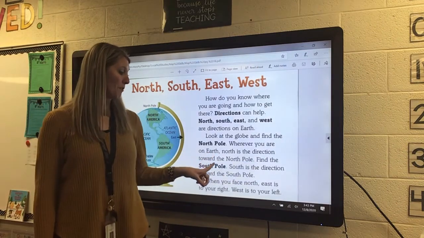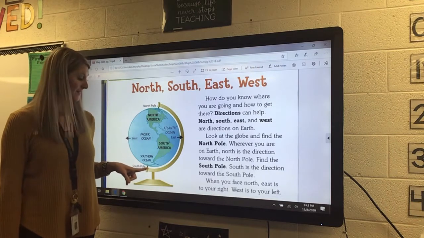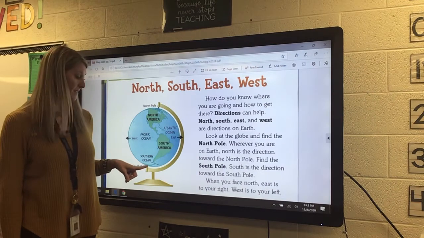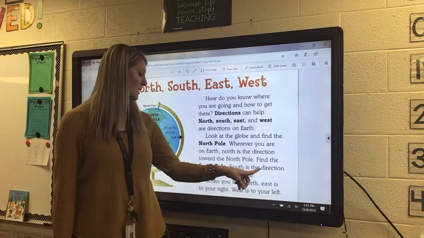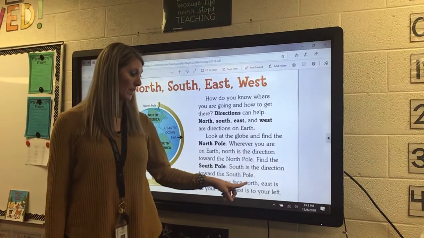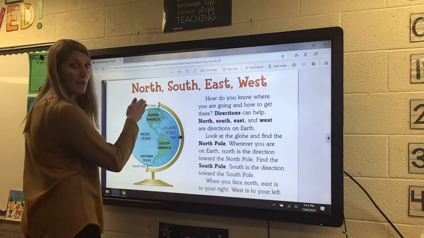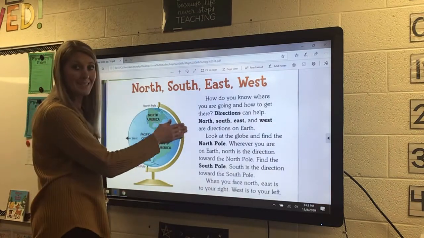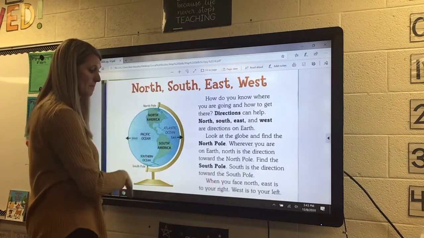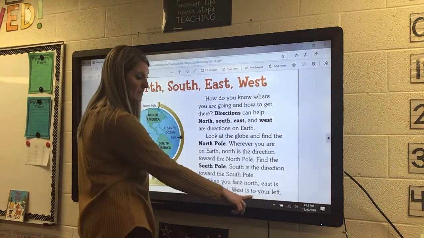Find the South Pole. So if this is the north, the south is opposite, and that's down here. This is where the continent Antarctica is. South is the direction toward the South Pole. When you face north, east is to your right. So if I'm facing the north and I want to go to the east, that is always to my right. That is only if you're facing the north. And then west is to the left. Down here it says west is to your left.